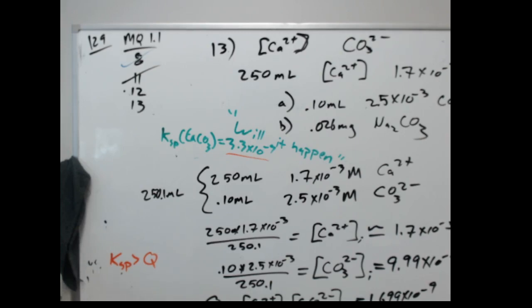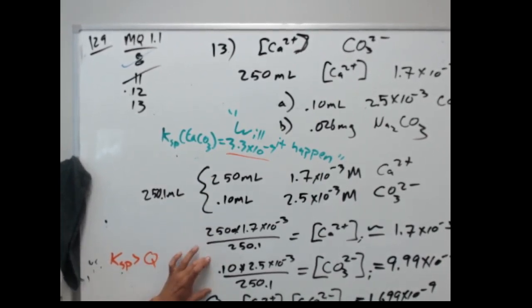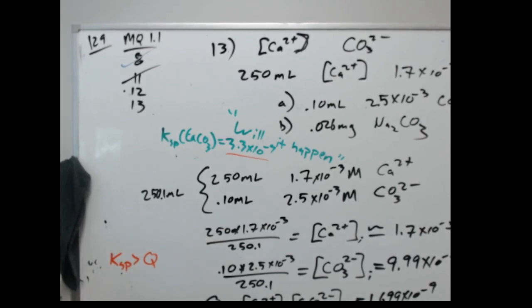Question? I'm a little lost after the M1V1 equals M2V2. What do we use that equation for? Because we're mixing two solutions together, we have to find the new concentration of each component. So we use M1V1 equals M2V2 twice: once for the calcium concentration, once for the carbonate concentration. And those are the initial concentrations, not the equilibrium concentrations, because we don't even know if a reaction is going to happen or not yet. So we calculate a Q value from our initial concentrations.